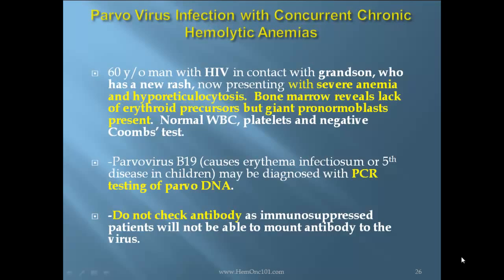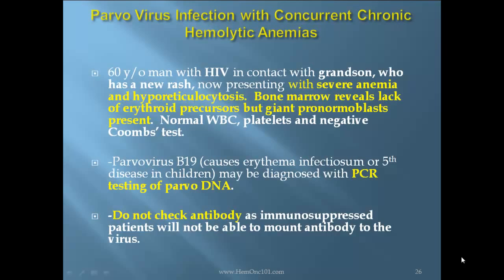Parvovirus infection with concurrent chronic hemolytic anemias. Case report. 60-year-old man with HIV in contact with grandson who has a new rash, keyword, now presenting with severe anemia and hyporeticulocytosis. Bone marrow reveals lack of erythroid precursors, but giant pronormoblasts present. Again, another keyword, pronormoblasts. So if you see a young person with a rash, and whoever was in contact with that person presenting with severe reticulocytopenia, think Parvo.